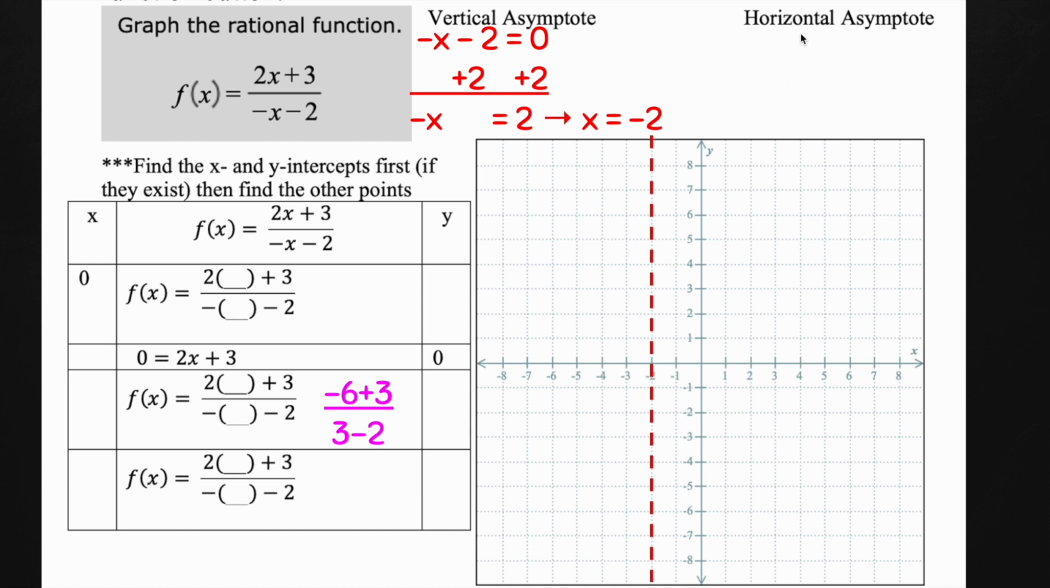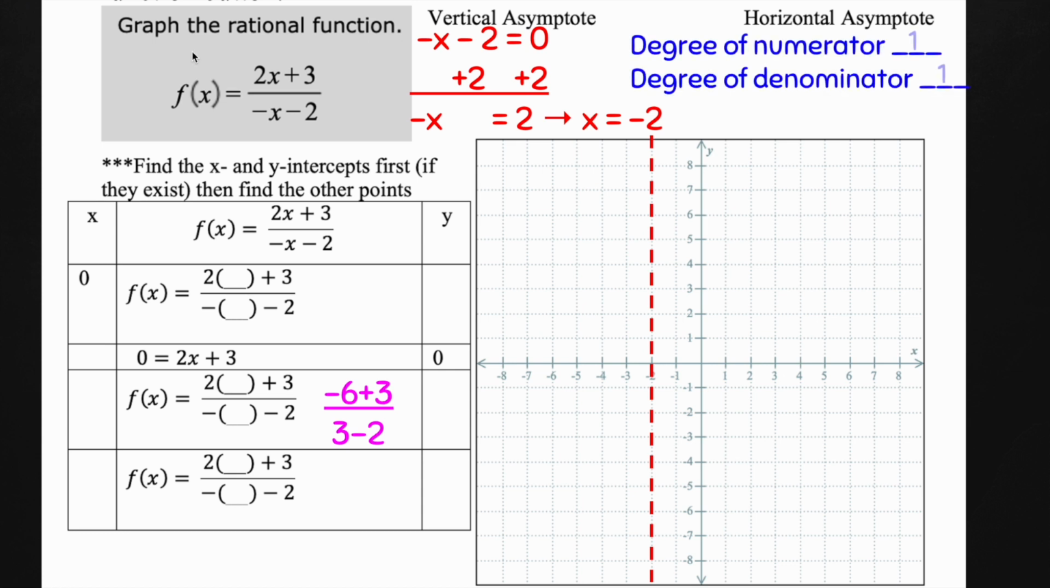Okay, now for the horizontal, I need to look at the degrees. So I have the degree of the numerator is 1, because there's an x here, and if I don't see the exponent, then it's a 1. I also have a degree of 1 here. So they are equal to each other.